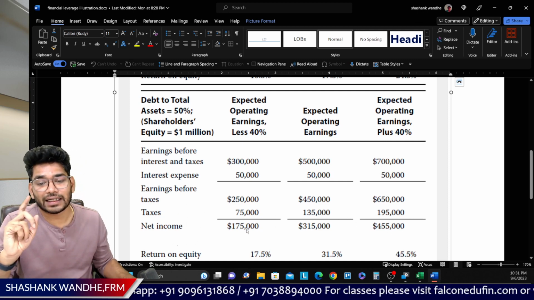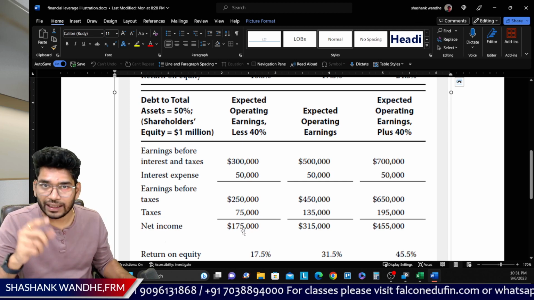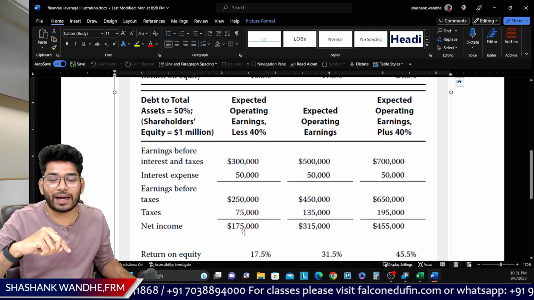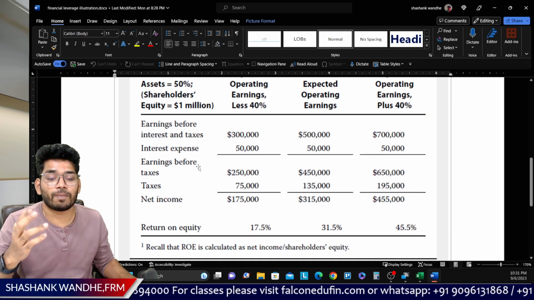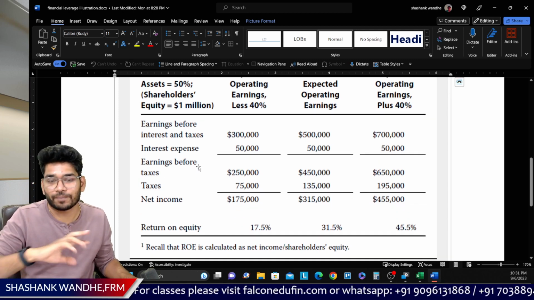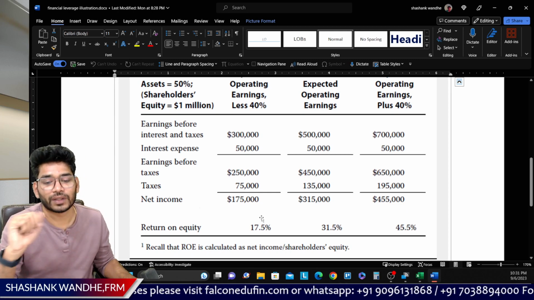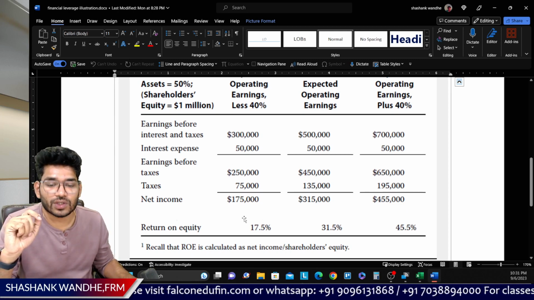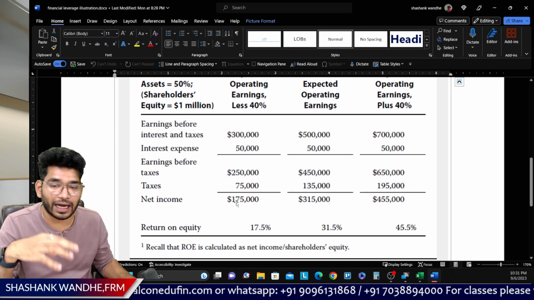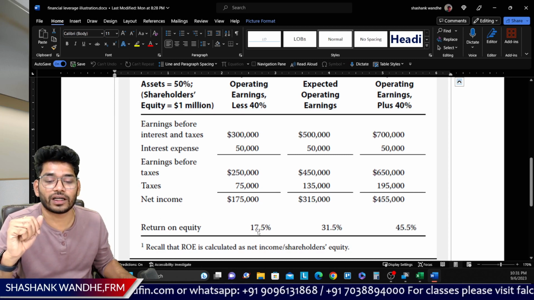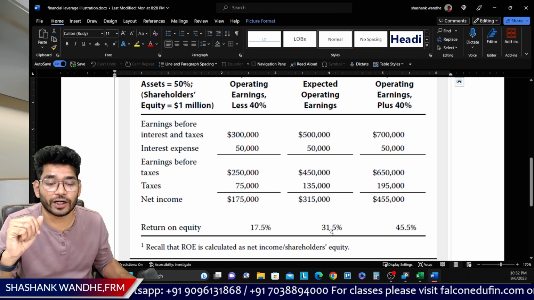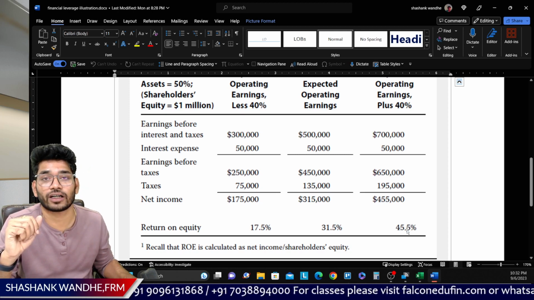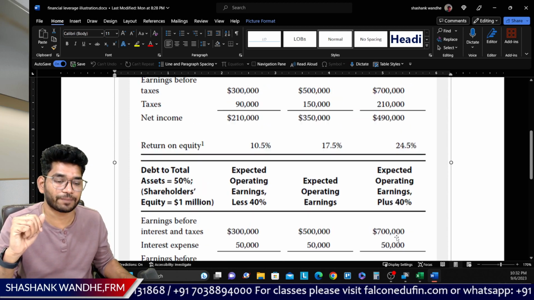Now remember, return on equity, ROE, is net income divided by capital invested, and here your capital invested is 1 million. So mainly our denominator is changing; the denominator is directly halved. If you solve 1,75,000 divided by 1 million, you get a return on equity of 17.5%. In the next case, you get 13.5%, and in the last case, you get 45.5%.